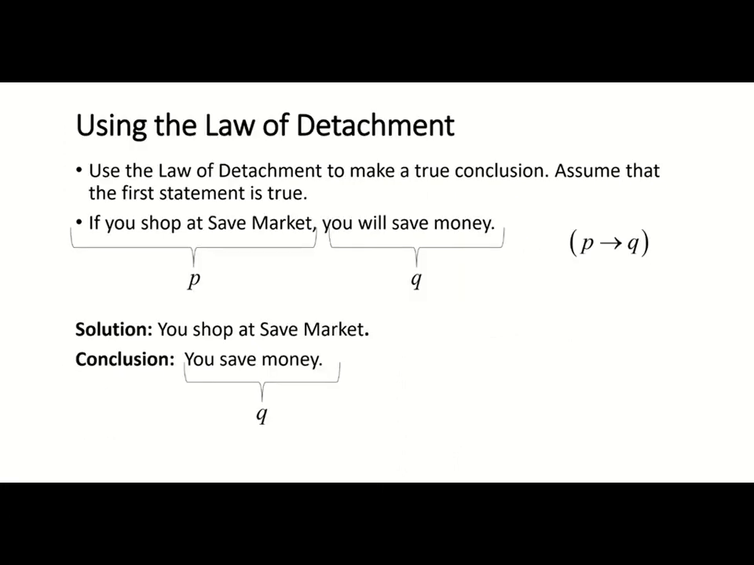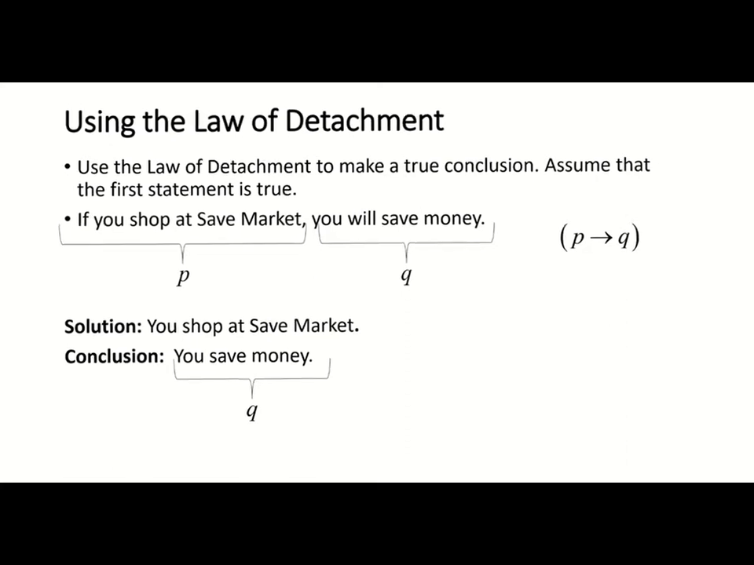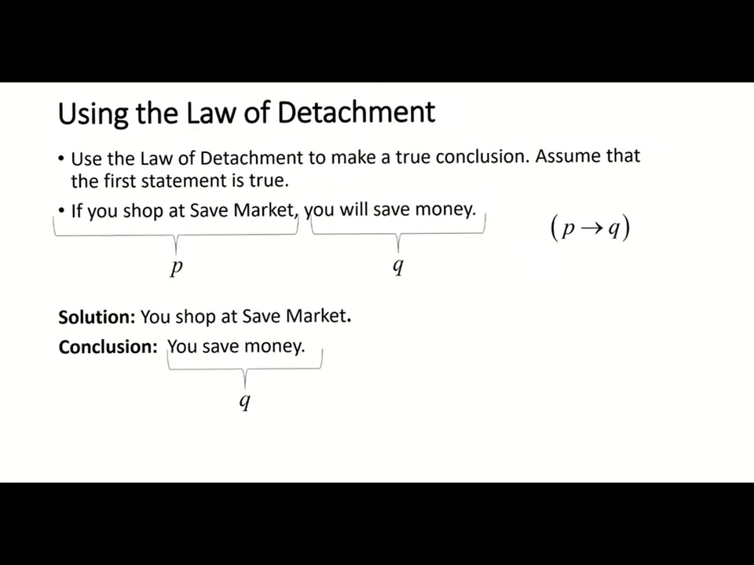So here we're going to take a look at our law of detachment and see if we can make a conclusion. Here, they gave us our conditional statement. So if you shop at Save Market, then you will save money. So this is our conditional statement. They repeated P. So you shop at Save Market. So your conclusion would be Q, you save money. So this is a good example of our law of detachment.